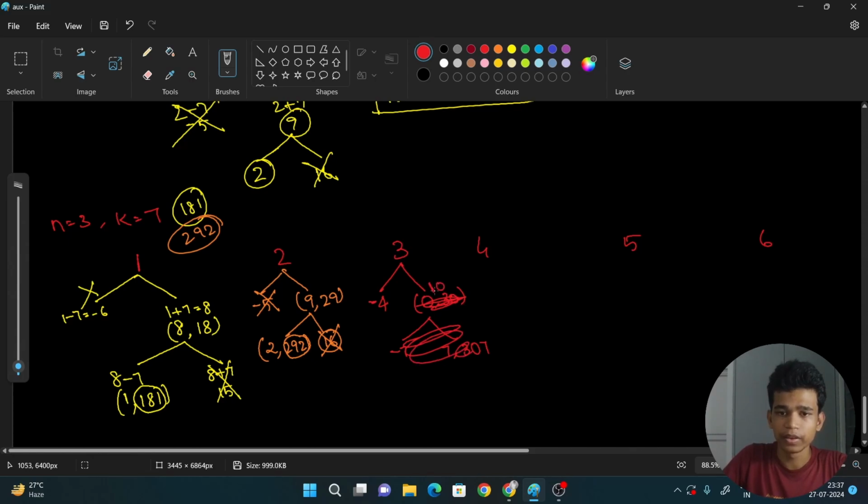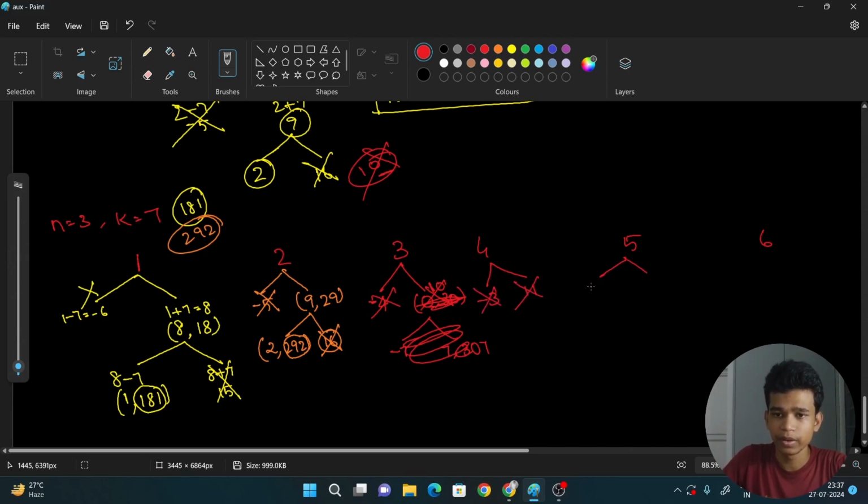If we add 7, it will be 10, right? 10 cannot be added to the next digit because we want only a single digit, but we have a double digit. So it cannot be added, so there will be no recursion call. Now come to this 4. 4 can be divided as minus 3 and 11. This also cannot be further traversed.